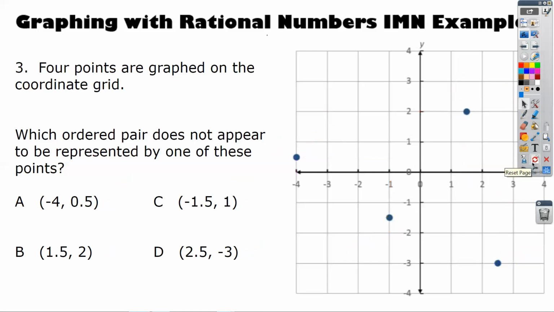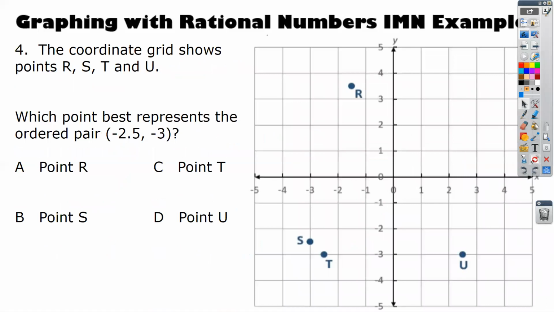Now make sure as I do this, you are following along in your notebook. All right, number 4 says the coordinate grid shows points R, S, T, and U. Which point best represents the ordered pair -2.5 and -3? Now remember, it goes X and then Y.